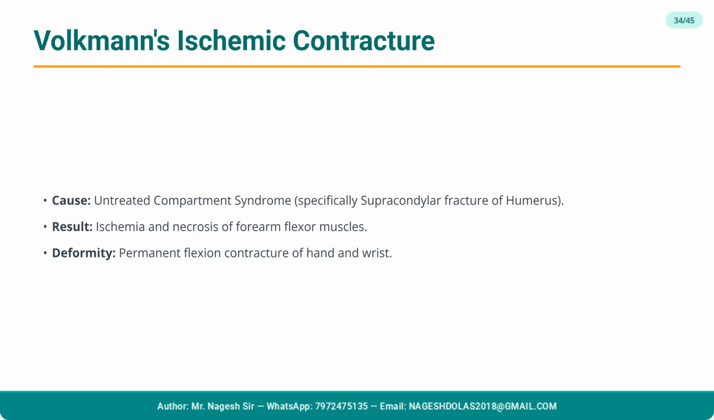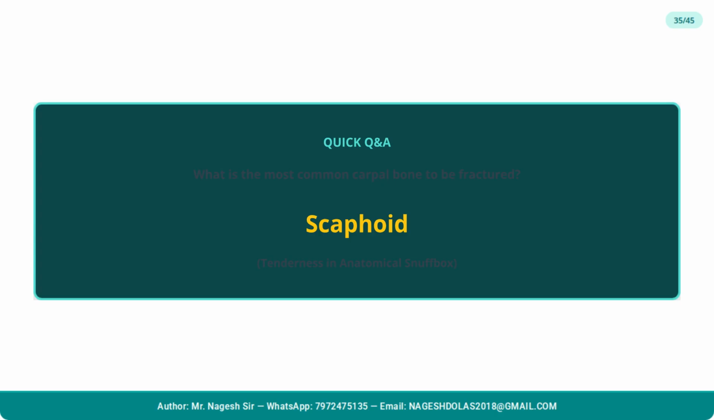Volkmann's ischemic contracture results from untreated compartment syndrome, often following a supracondylar fracture. It leads to muscle necrosis and a permanent flexion contracture of the hand and wrist. A quick question: what is the most common carpal bone to be fractured? The answer is the scaphoid, where tenderness is often found in the anatomical snuff box.